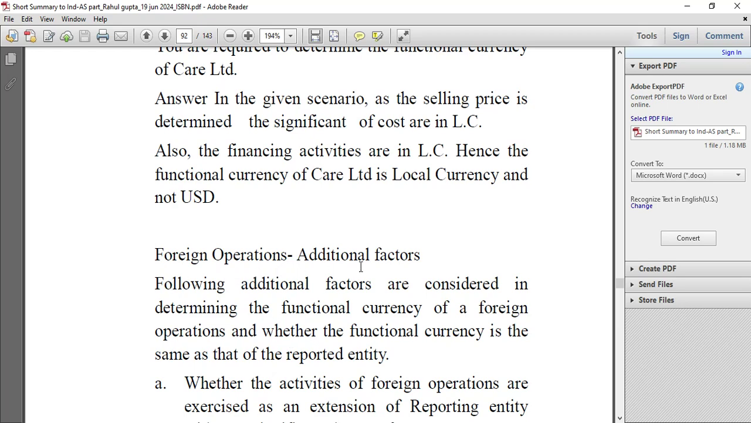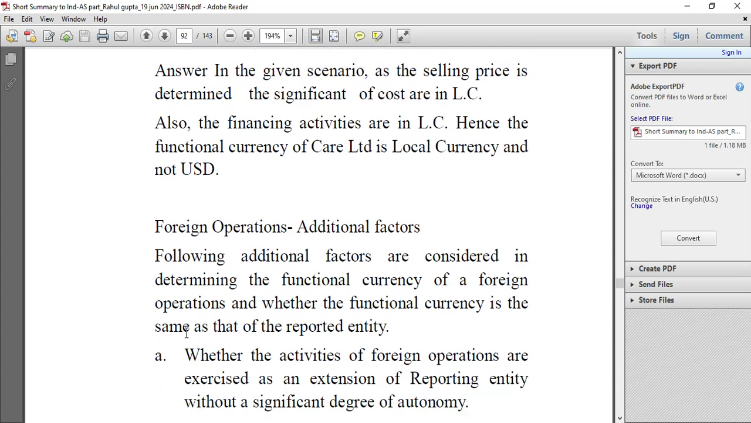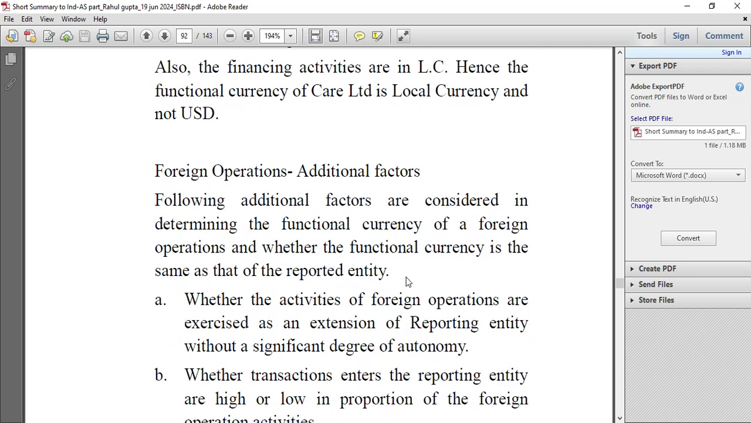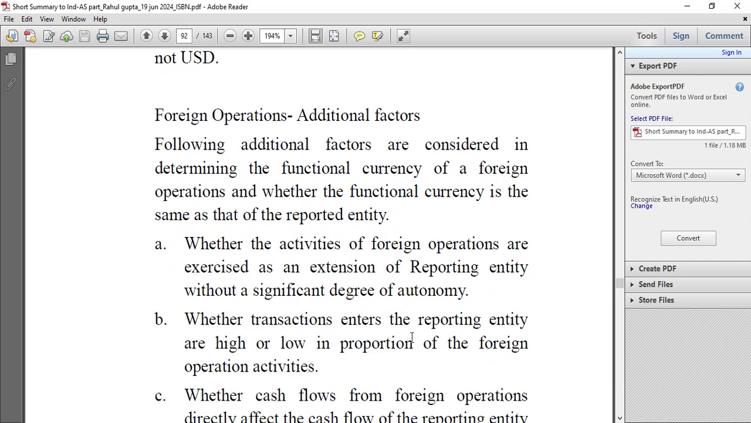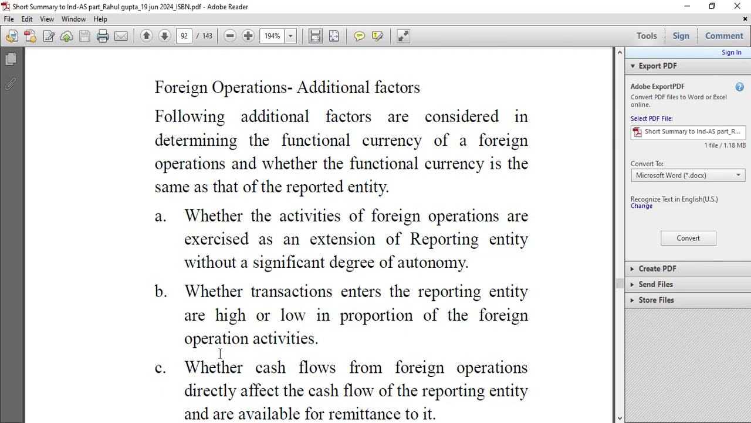Foreign operations. Additional factors. The following additional factors are considered in determining the functional currency of a foreign operation and whether the functional currency is the same as that of the reporting entity. Whether the activities of the foreign operation are carried out as an extension of the reporting entity without a significant degree of autonomy. Whether transactions with the reporting entity are high or low in proportion to the foreign operation's activities.